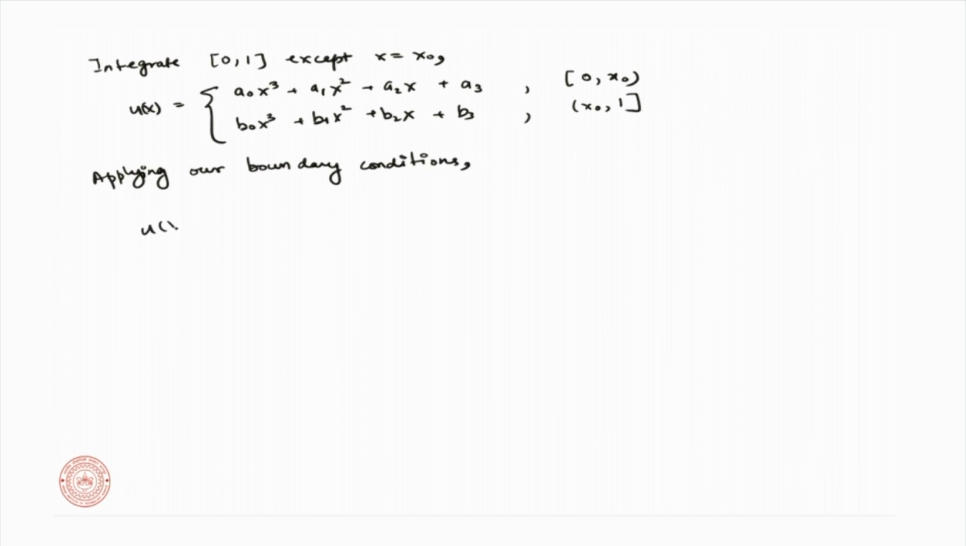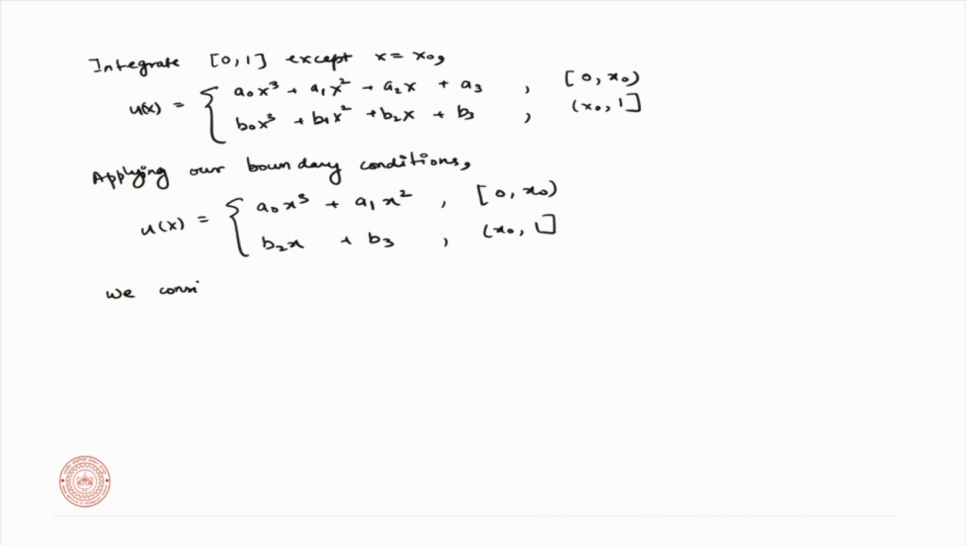We will get u of x equals a naught x cubed, a 1 x squared, b 2 x, b 3. This is from 0 to x naught and this is from x naught to 1. Okay. Now, we are down to 4 constants. So, we need 4 more equations to satisfy. So, what we can do is we can consider the continuity.